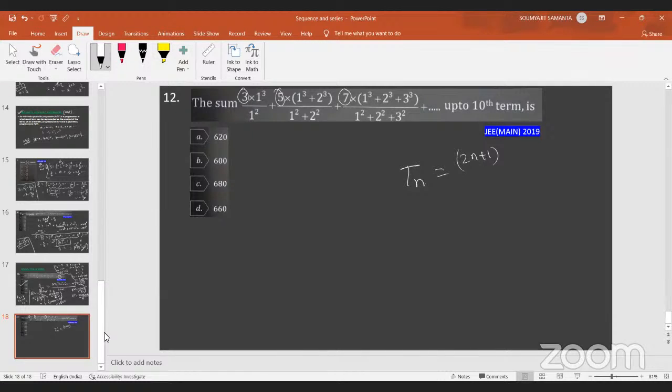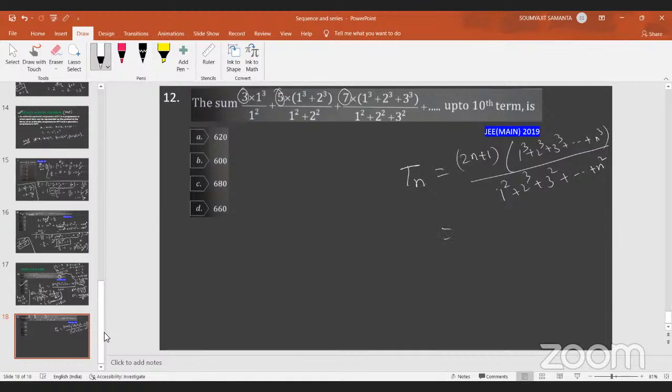And then check for this: 1 cube, then 1 cube plus 2 cube, then 1 cube plus 2 cube plus 3 cube. So we'll get 1 cube plus 2 cube plus 3 cube plus continuing till n cube, divided by: first term is 1 square, second term is 1 square plus 2 square, third term is 1 square plus 2 square plus 3 square. So what will be the nth term in the denominator? Anyone? 1 square plus 2 square plus 3 square dot dot dot n square. Yes.